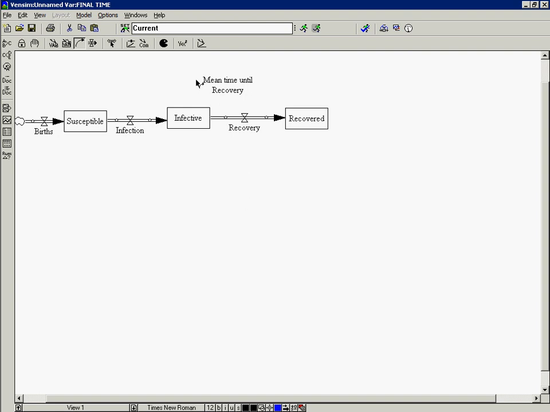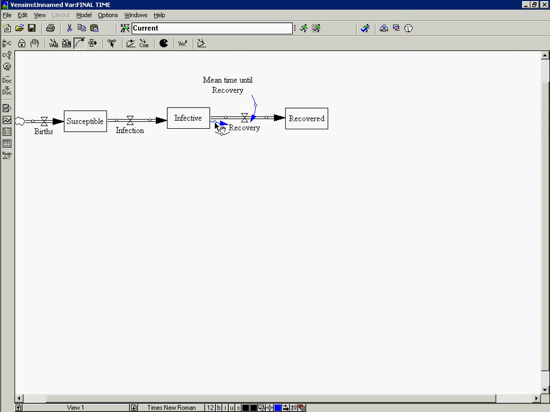So how am I going to express that? Tell me what I need to hitch up to what? Okay, need to link it to recovery. What else do I need to link to recovery? Infective. Okay, so we're going to go into this mode here. It says arrow mode. It's a mode to indicate these logical dependencies. So we're going to hitch up recovery to mean time until recovery, and then infective to recovery like that.